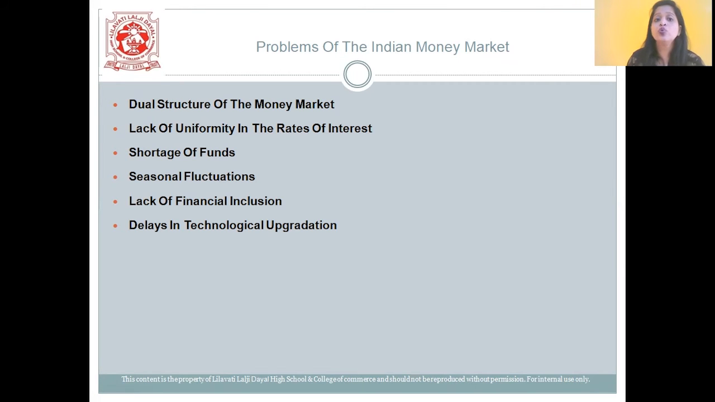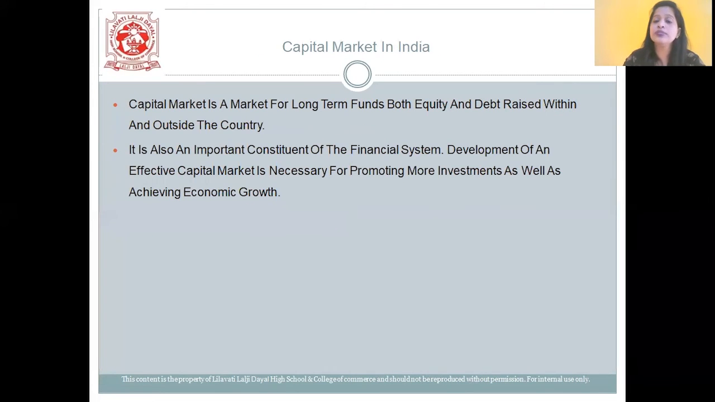Okay, so with this, students, we've completed the problems of the Indian money market. That is dual structure of the money market, lack of uniformity, shortage of funds, seasonal fluctuation, lack of financial inclusion, and in the last we have delays in technological upgradation. Let's move on to the next slide, students, and the topic is capital market in India.